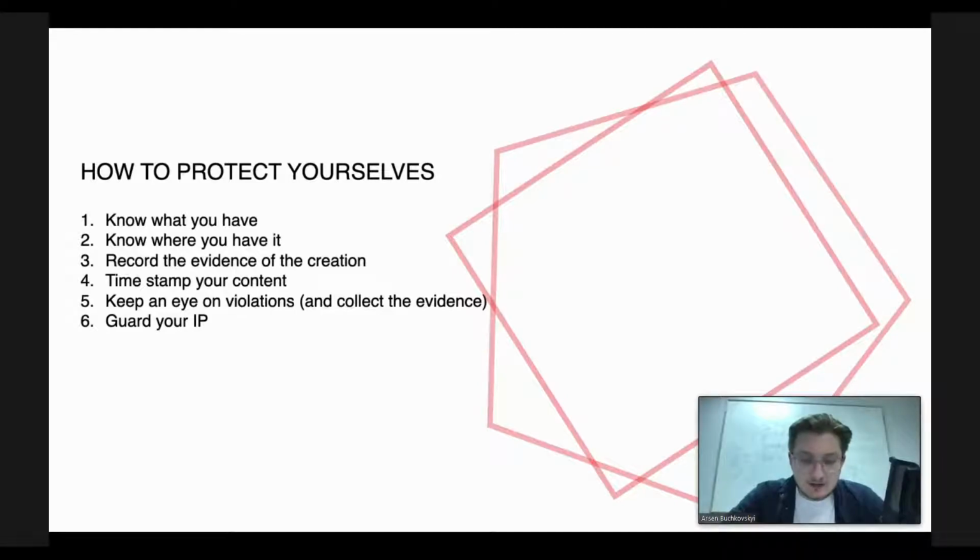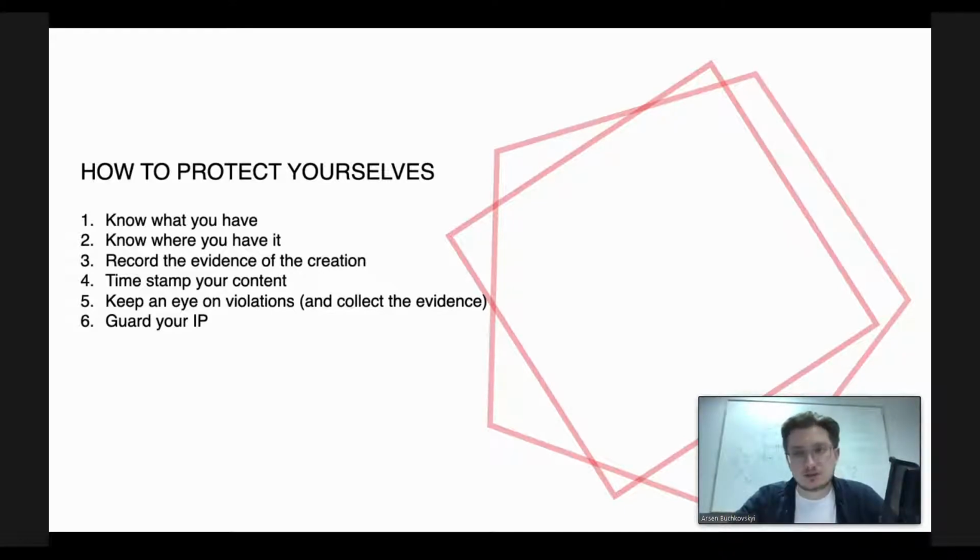Second, try to understand where you have it. If you're using different marketplaces or different stocks, they all have their own rights, how they take content from creators and sell it. You should know where you have your copyrighted stuff and how the particular medium protects it.